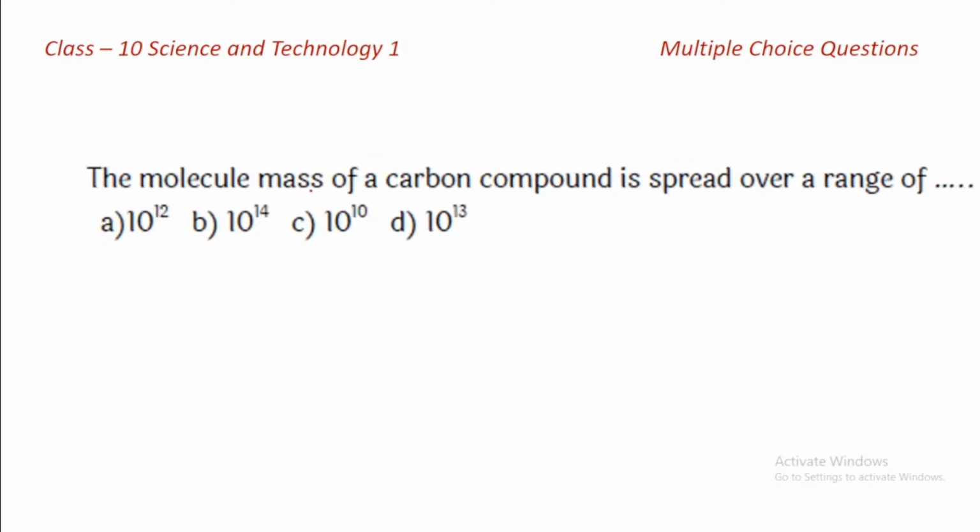The molecular mass of carbon compounds is spread over a range of dot dot. 10 raised to 12, 10 raised to 14, 10 raised to 10, or 10 raised to 13. So the correct answer is option A, 10 raised to 12.